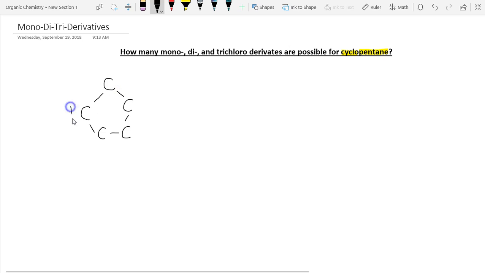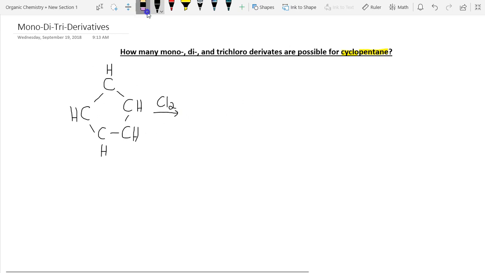There is a hydrogen bonded onto each of the carbons too. So what would happen if it was chlorinated, if I added Cl2? First, it would go through monochlorination, so there'd be one chloride on the cyclic structure.